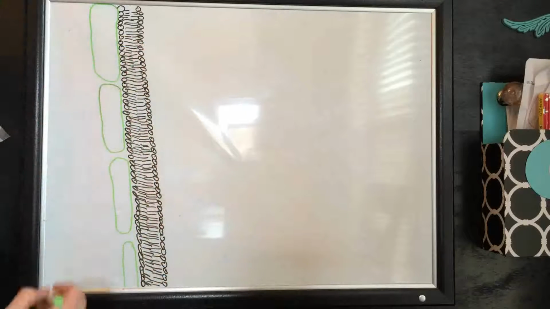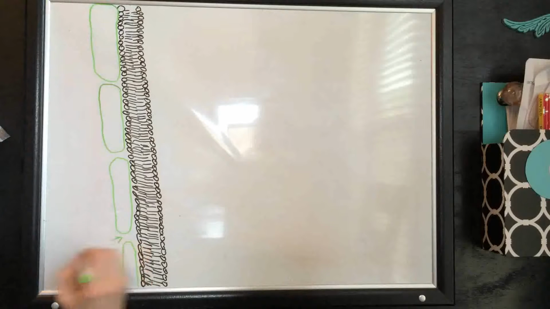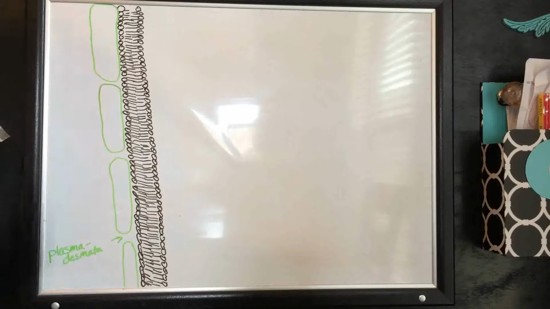Okay, I'll refresh your memory. These gaps, plasmodesmata. We have something like gap junctions in the animal cell.